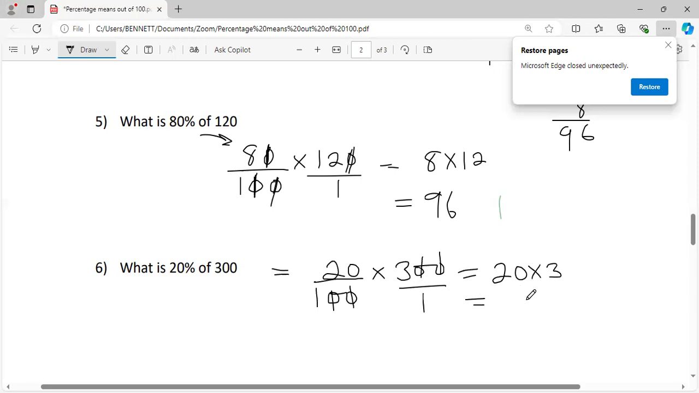And 3 times 20 is 60. Very good job, guys. Very good. So proud of you guys, you will not even know. Alright, let's move on to the next one.